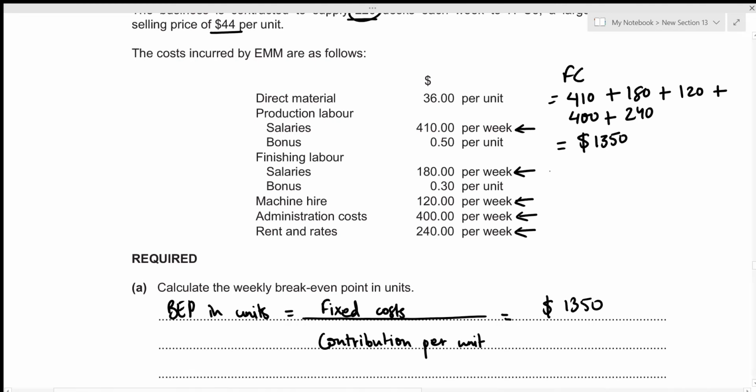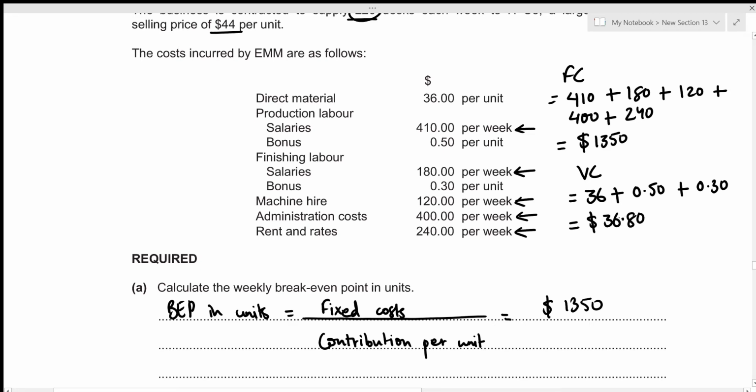We then need to figure out the contribution per unit, and in order to do so, we require the variable cost. So let's figure out the variable cost first. Like I said before, the costs relating to per unit are the variable costs. In this case, that's direct material of 36. Then we have a production labor bonus of 0.50, and the finishing labor bonus of 0.30. So this gives the total variable cost to be 36.80.